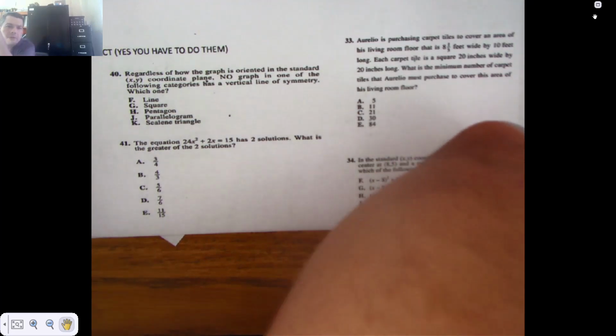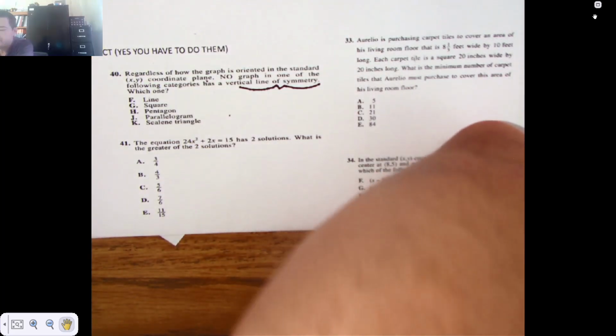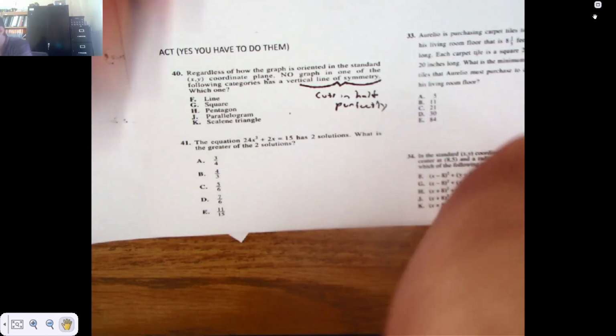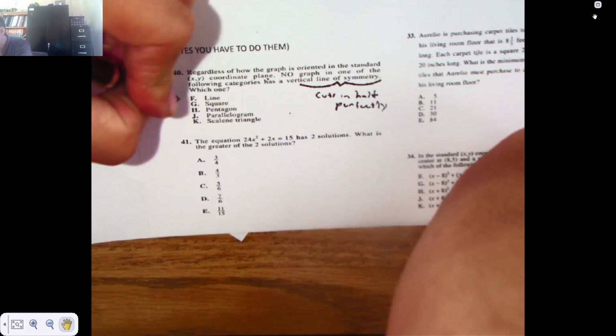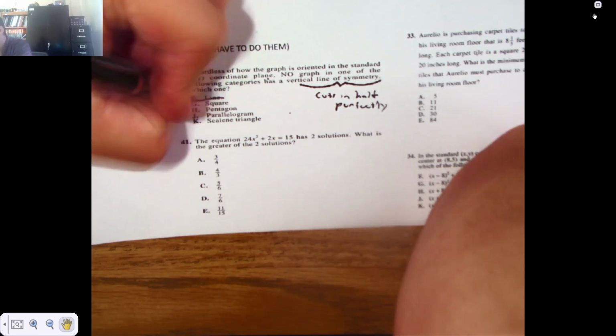Regardless of how the graph is oriented in the standard XY coordinate plane, no graph in one of the following categories has a vertical line of symmetry. Vertical line of symmetry is simply a vertical line that cuts something in half perfectly. You talk about a line that goes on forever and ever both directions. Well, you can cut that in half. The left would always be the same as the right, so not that.